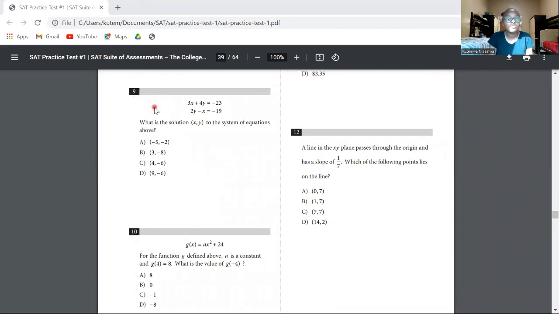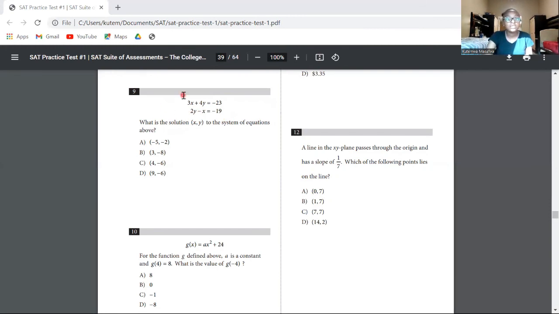Number 9 says, what is the solution x comma y to the system of equations above? Okay, so looking at this, remember we said you have to see which one would be the best method for you to use, substitution or elimination. We have 2y minus x is equal to -19. It would be really easy to substitute the second equation, make it the subject. So take x on the other end and bring -19 and then plug it in.